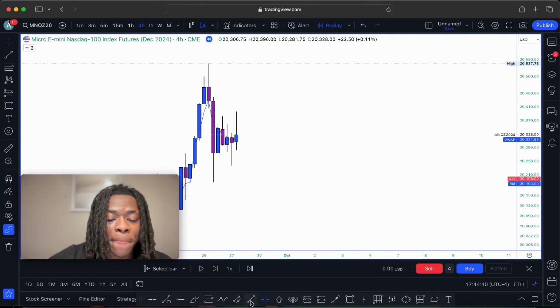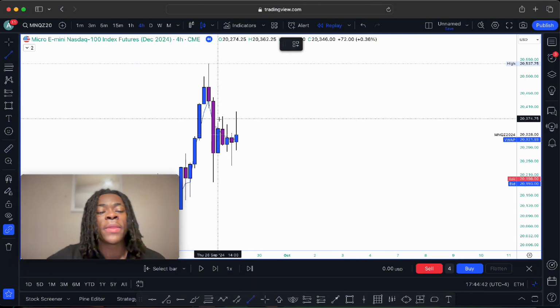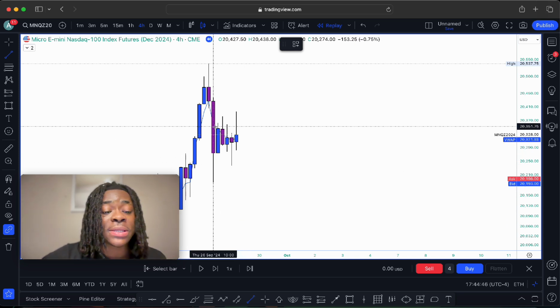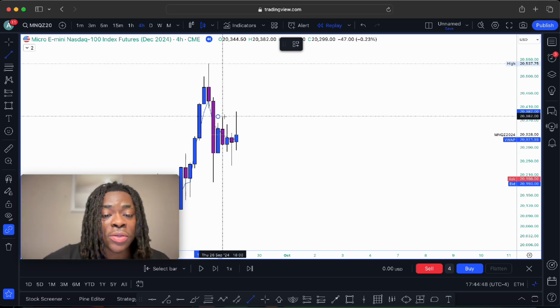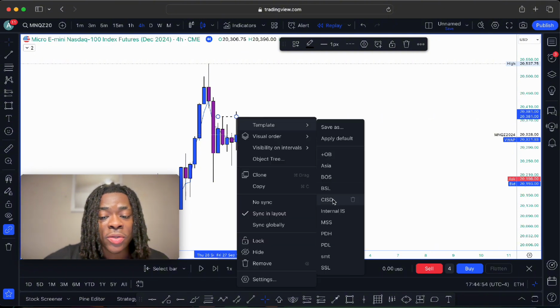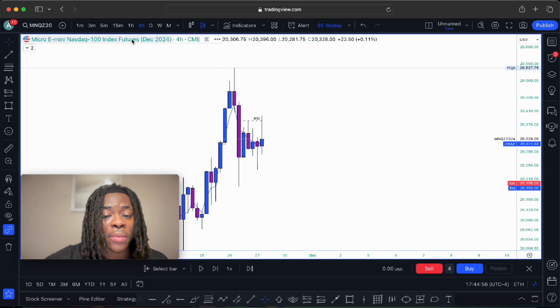So now after that, what do I want to see? Now that I know my direction, what do I want to see? I want to see liquidity get taken. So I want to see buy side liquidity get swept before I even think about entering a trade. So I wanted my buy side liquidity to get swept.